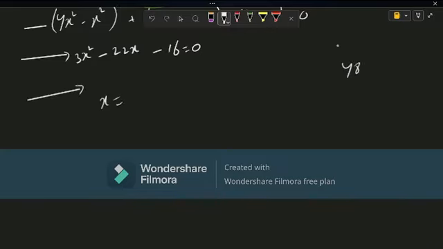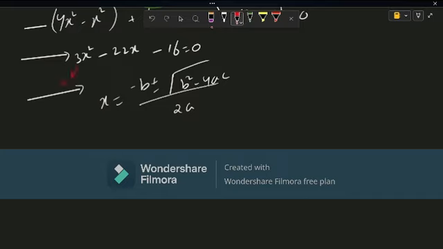For example, this is 3x square minus 22x minus 16. It cannot be solved easily by the factorization method, so it could be solved by the completing square method or the quadratic formula. So I'm writing down the quadratic formula, that is x equals minus b plus minus square root of b square minus 4ac, divided by 2a. You can see this 3 is your a, this minus 22 is your b, and this minus 16 is your c. So plug back your values over here and easily you can find the values of x.